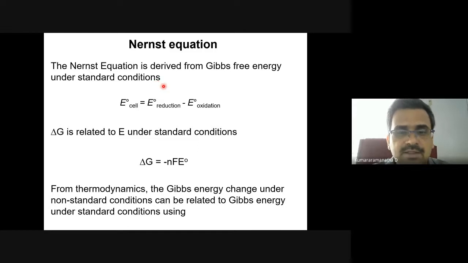Can someone tell me what is the Nernst equation in a general way, or whatever expression you remember for the Nernst equation? Anyone in the class? How is the expression for the Nernst equation? Yeah, go ahead, go ahead.